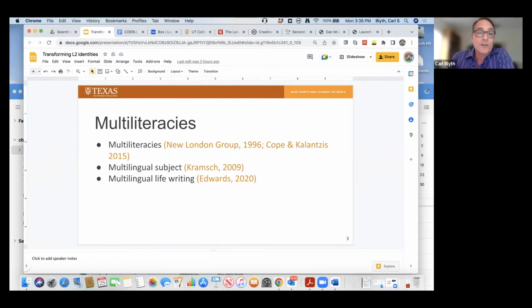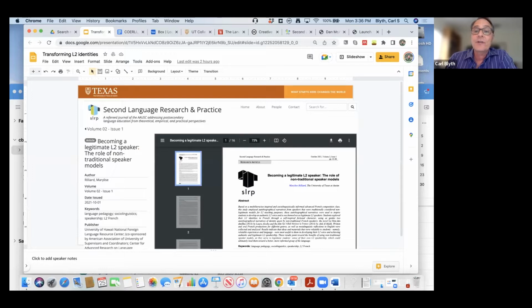So the basic frame here is multiliteracies and multiliteracies pedagogy from the New London Group, and in particular, Cope and Kalantzis. I'm going to jump right over that and presuppose that people are somewhat familiar with this. We're also going to be borrowing heavily from the Multilingual Subject, the construct from Claire Kramsch's book in 2009. And then the new idea here is multilingual life writing from Natalie Edwards, who's a British professor of French studies. And I also want to give a shout out to, again, Marie-Lise Riard, who has published recently in Second Language Research and Practice an article on becoming a legitimate L2 speaker, the role of non-traditional speaker models. So please go and take a look at that if this topic interests you.